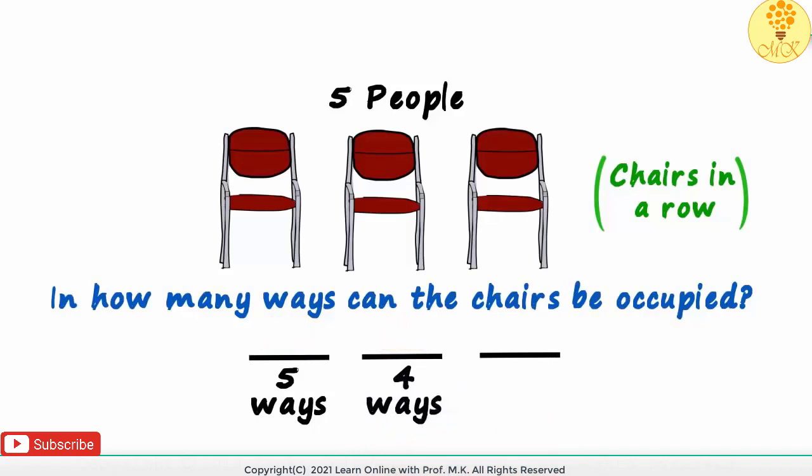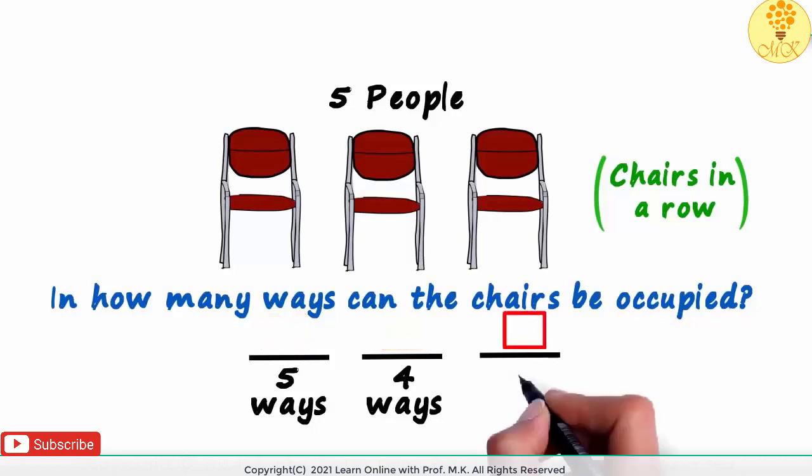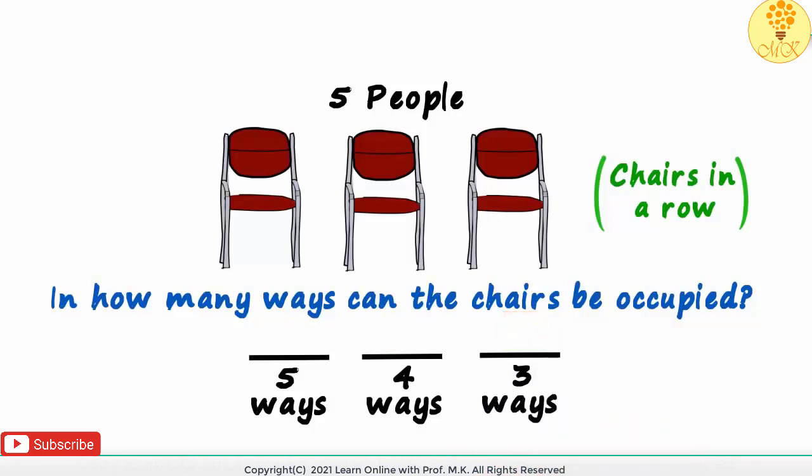You should be able to answer the next question. Assuming 1 person is seated on the first chair and another on the second, in how many ways can the third chair be occupied? It's easy. 2 out of the 5 are seated on the first 2 chairs. Only 3 remain. If 1 person is seated on the first chair and another on the second, then the third chair can be occupied by any one of the remaining 3 people. 3 ways.